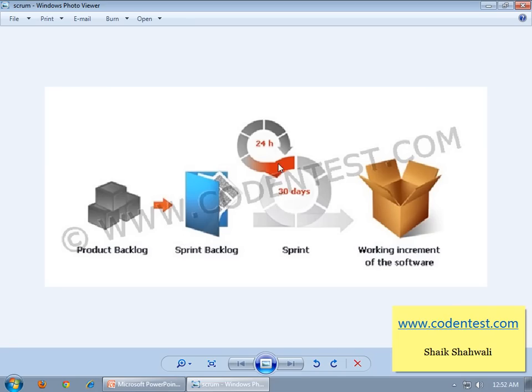In the sprint we develop those 5 screens and we deliver them. We deliver those workable 5 screens. That is one sprint, and in the next sprint we select a few more screens, we develop them and we deliver them. This way we deliver the complete software in increments in the Scrum model. So that's the process of the Scrum model.